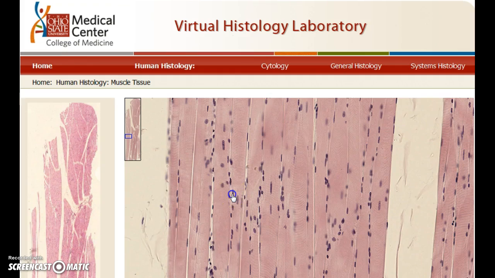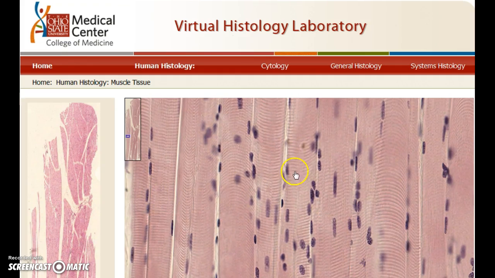And as I zoom in a little bit more, I can automatically see that there are striations. That is almost a dead giveaway that we're looking at skeletal muscle. And then the nuclei for all of these muscle fibers kind of look like they're pushed out to the side. So I'm looking for long strips of muscle, I'm looking for striations, and I'm looking for the fact that the nuclei are pushed all the way out to the side. That tells me that this is skeletal muscle.